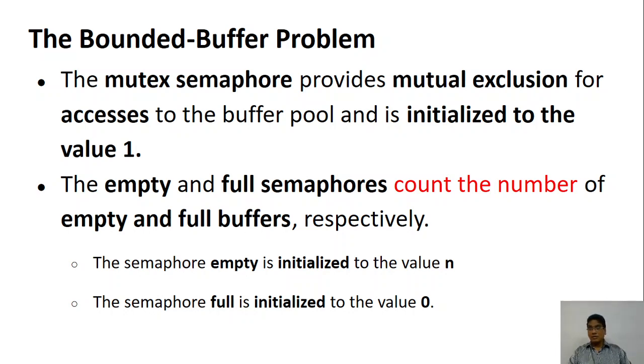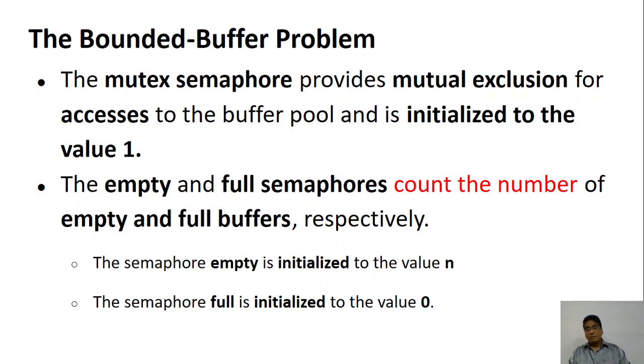Now, what is this concurrency problem? The consumer has to wait until an item is produced. The producer has to wait if the buffer is full. And there must be a way in which, when the producer produces an item and is putting it into the buffer, the consumer is not allowed to access it at the same time.